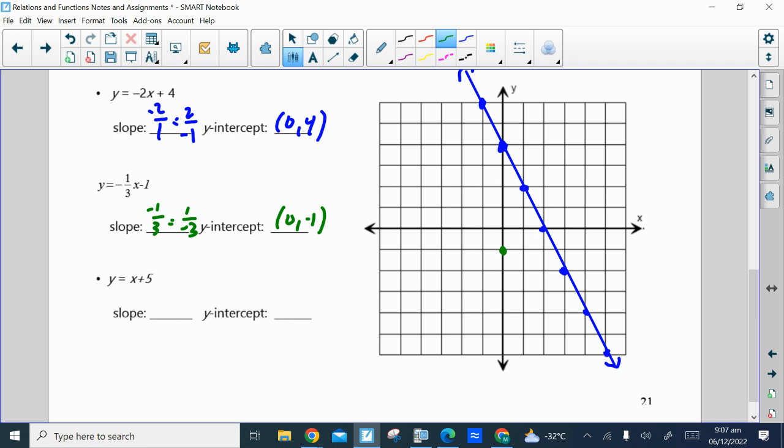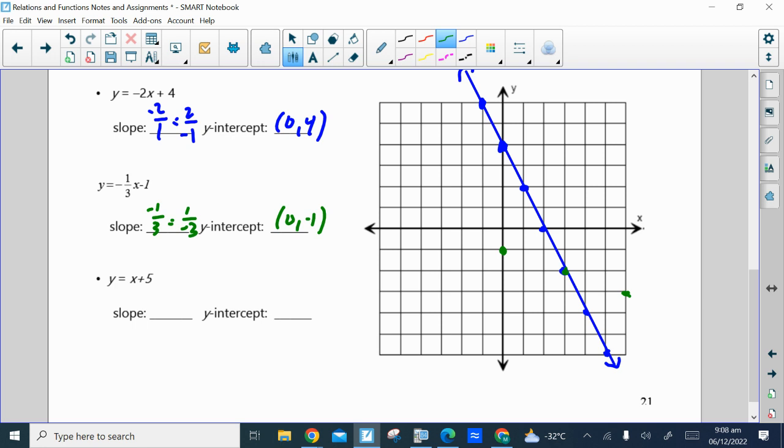Now what, Lena? Right what? We go down 1 and to the right, how many? 3. Sure. We'll play your little game. If you say that the rise is negative 1, then the run has to be positive 3. So we'll go down 1 and to the right 3. We'll go down 1 and to the right 3.